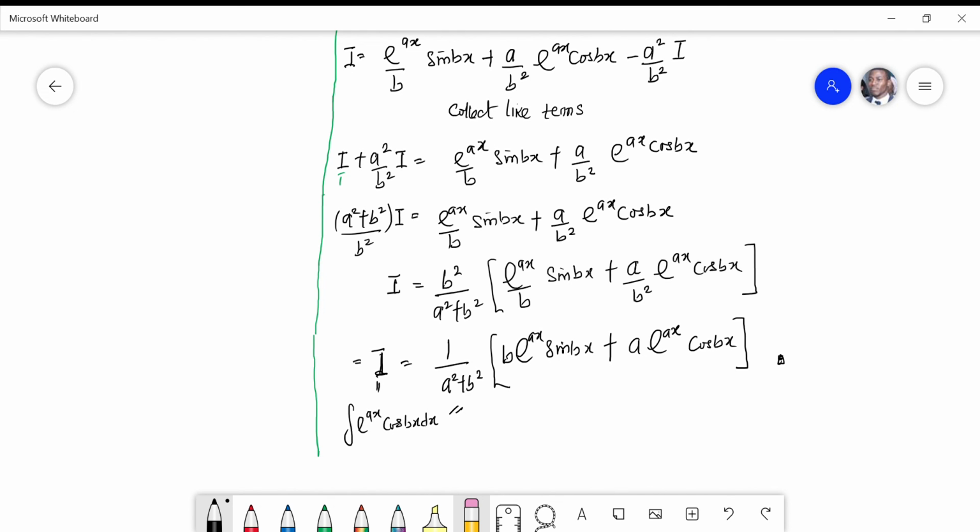Maybe next video I'll be showing you how to use the tabular method to solve that, because that's a lot easier than going through this, having to integrate over and over again. Just use the tabular method and then everything comes out the way you want it.